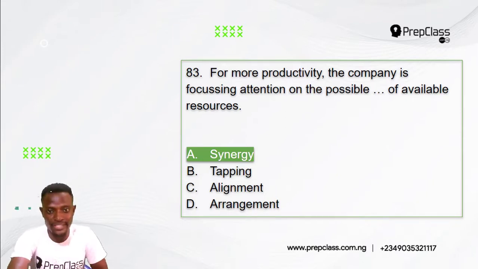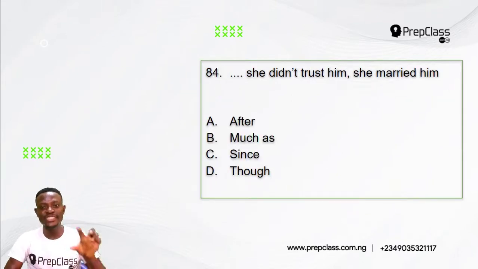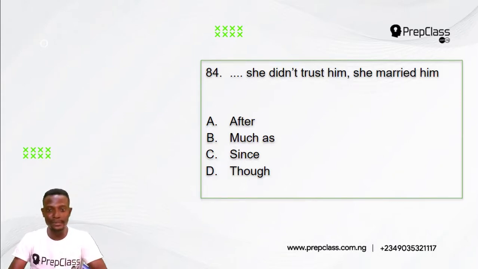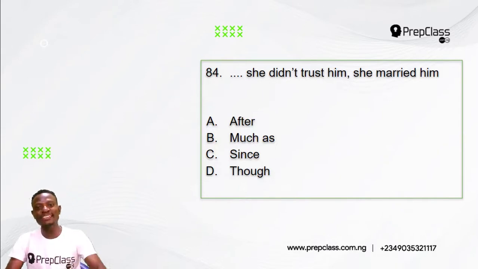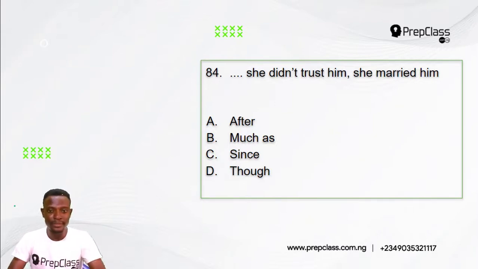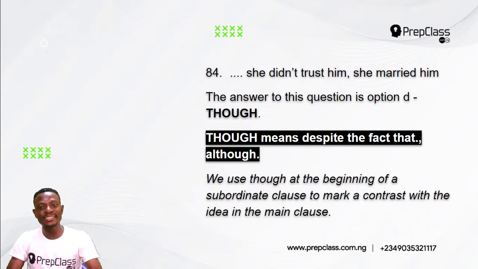Moving on, question 84. Dash, she didn't trust him, she married him. A. After she didn't trust him, she married him. B. Much as she didn't trust him, she married him. C. Since she didn't trust him, she married him. D. Though she didn't trust him, she married him. The answer to this question is option D, though. Though she didn't trust him, she married him.